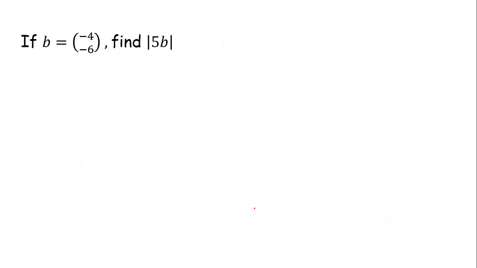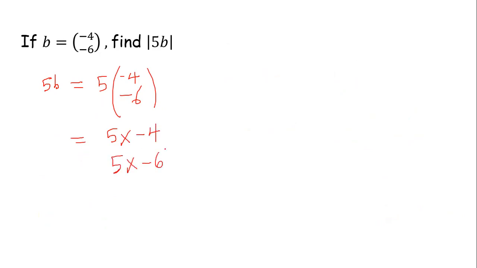Then lastly, if b is equal to (-4, -6), we find the magnitude of 5b. So we are going to still begin by multiplying. So we are going to get 5b, and this is equal to 5 times (-4, -6). So that will be the same as 5 times -4, and 5 times -6. So this will be equal to -20.